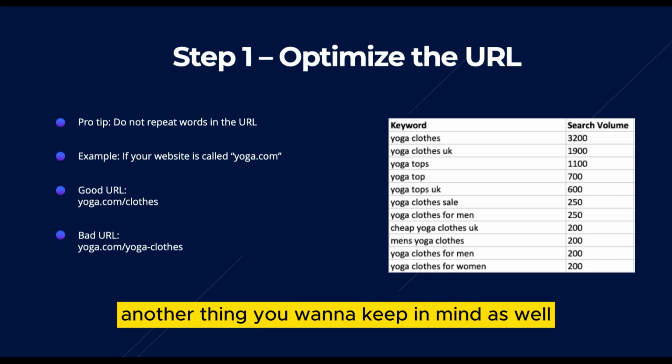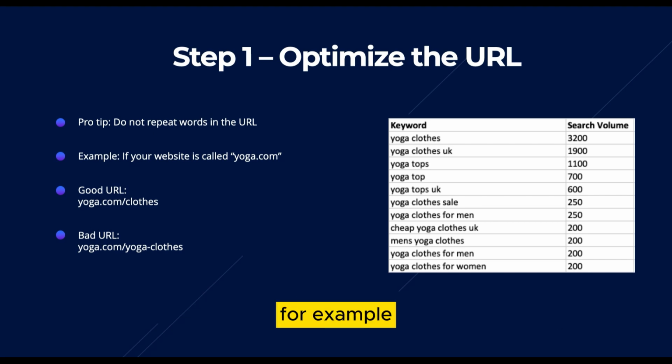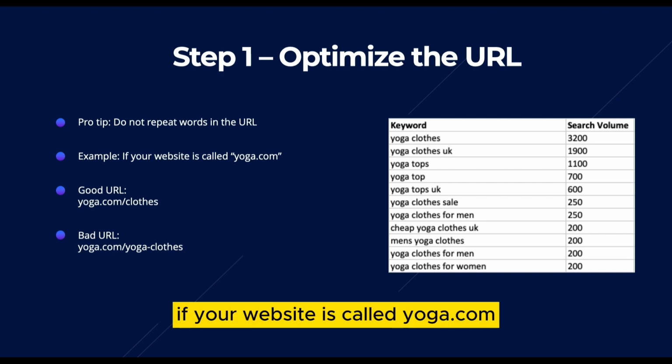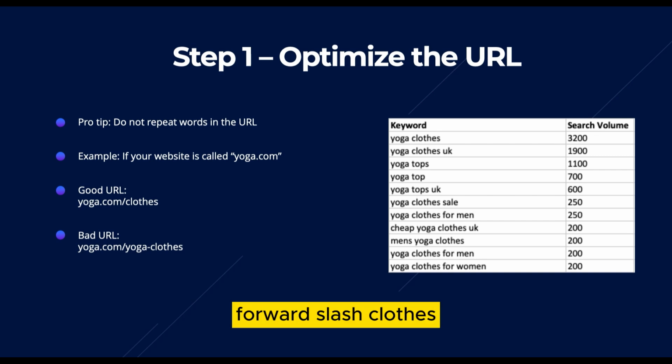Another thing you want to keep in mind as well is you want to avoid repeating words in the URL. For example, if your website is called yoga.com, then a good URL would be yoga.com/clothes. A bad URL would be yoga.com/yoga clothes.